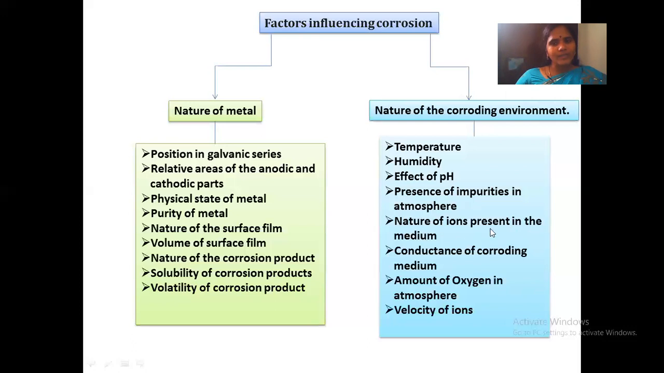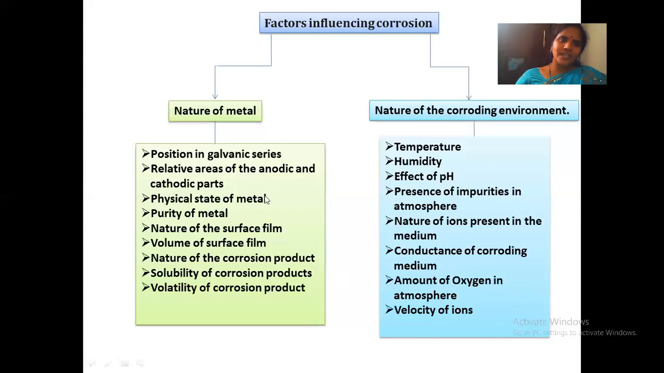And the nature of ions present in the medium. Ions with high conductivity can lead to more corrosion of our metal. If the ions have more conductivity, then obviously the metal will undergo more corrosion. The amount of oxygen in the atmosphere: as the percentage of oxygen increases, the corrosion rate also increases. The velocity of the ions: if the velocity or mobility of the ions is more, then the conductivity is also more.